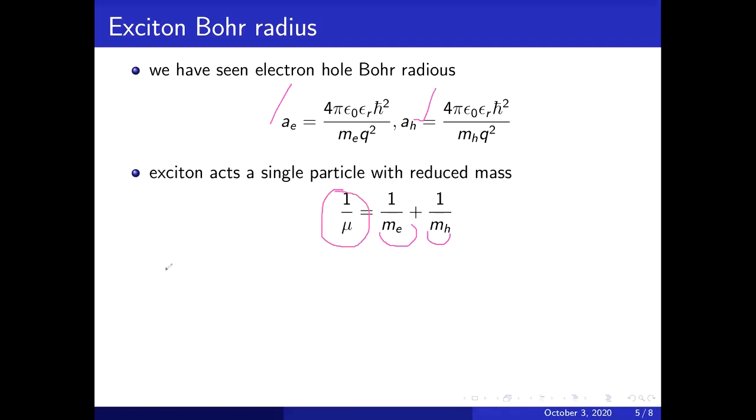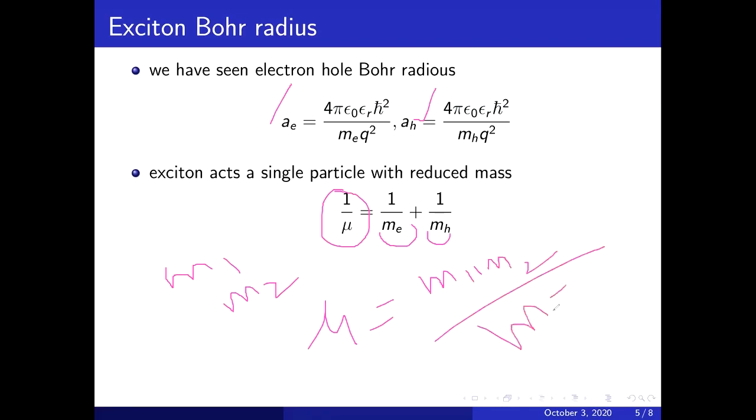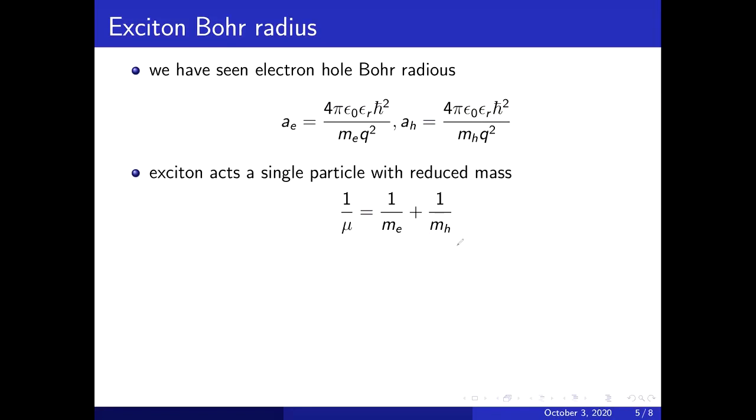So you might have done the two-body system. If you have one body M1 and another body M2, you can find the reduced mass of this system, which is M1 M2 by M1 plus M2. So the same expression I wrote here. Today we have two particles jointly connected through Coulomb force, and we define just a single particle with reduced mass as mu given here.